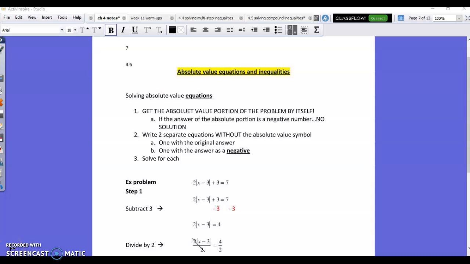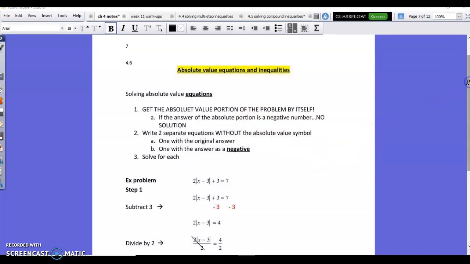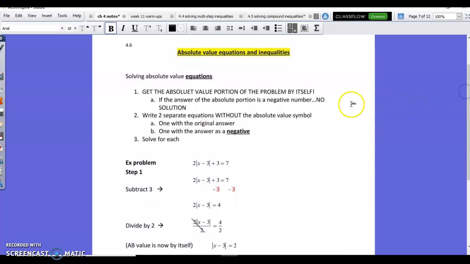All right, so we are going to cover now absolute value equations and inequalities. So this section is going to be absolute value equations. Kind of buckle in. There's a long process to these, especially when we get into inequalities. But here are the steps that you would have to do, really 3 steps.